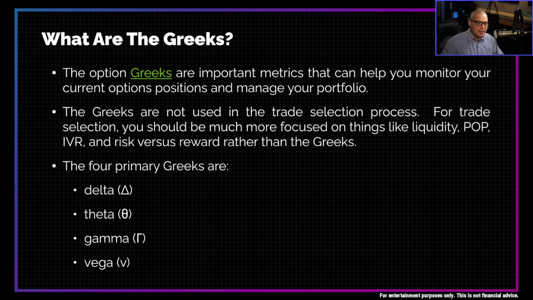The four primary Greeks are delta, theta, gamma, and vega. I've already done videos on both delta and theta. Of course, I'm covering gamma today.